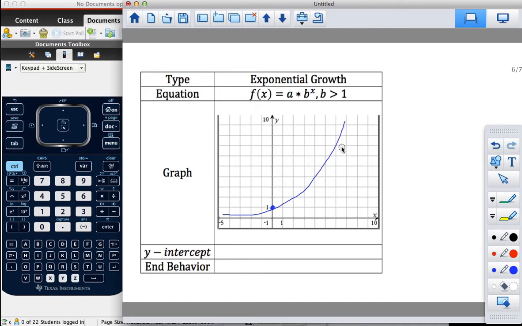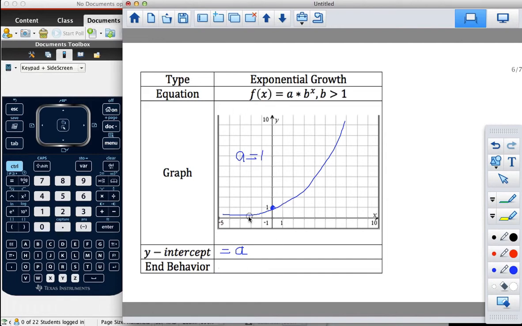I'm not too worried about how sharp it is, but what you need to know is that if your base number here is greater than 1, then it's going to curve up like this. And yes, I know I didn't intersect there. But for this one, our A value was equal to 1, and that's why the y-intercept was at 1. So whatever your A value is, that is your y-intercept.